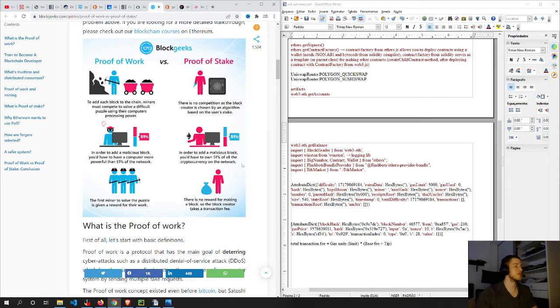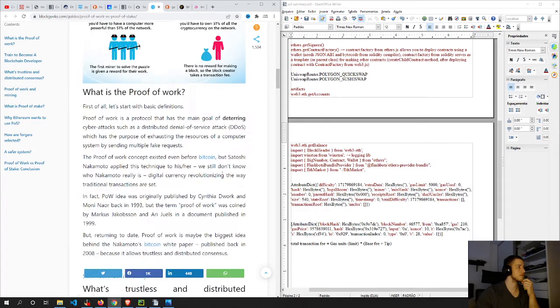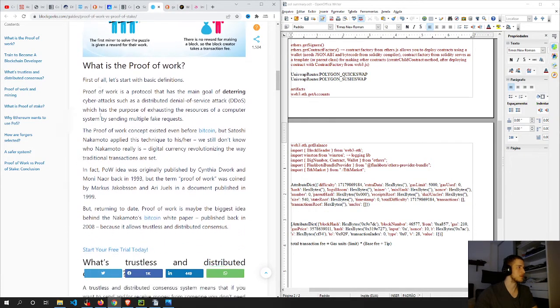Trying to think about how this works here. How the validation process works to become a validator.